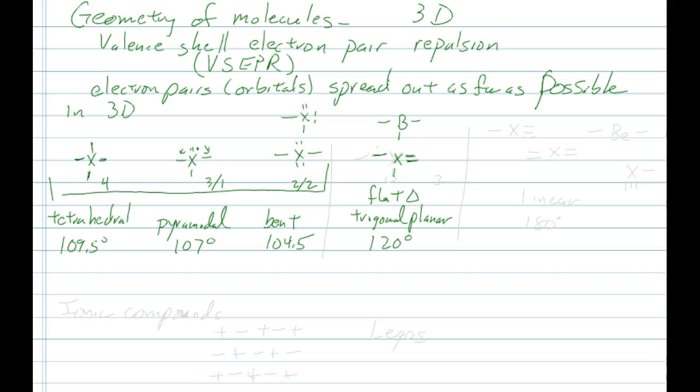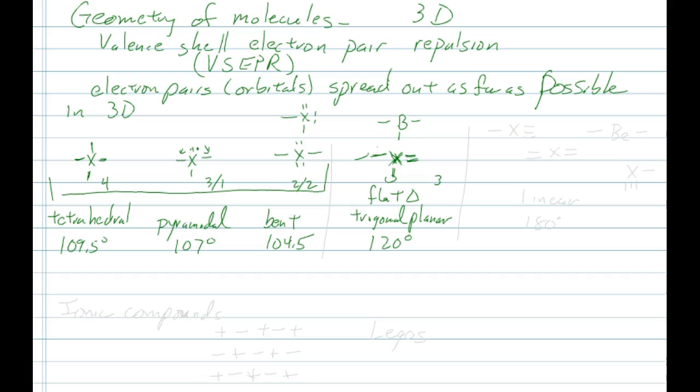So these are the only 2 cases that you have. Notice that the central atom is attached to 3 different things. So if it's attached to three things, then it's a flat triangle.